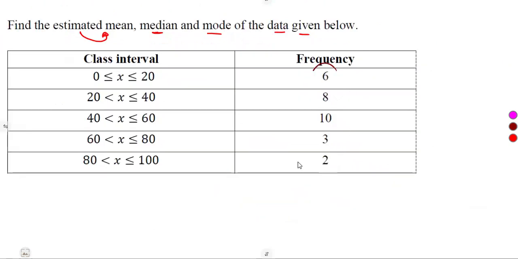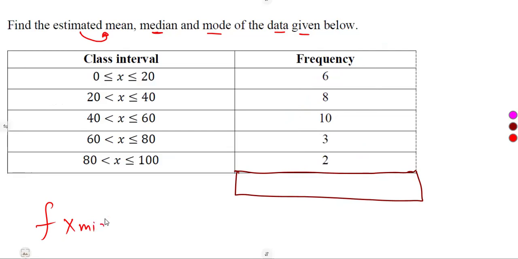So on the table here, the frequencies are given. We can find the total. But we do not have the product of frequency and midpoint. The product of frequency to the midpoints is not there. So there is a need for us to make adjustments on our table to have the midpoints and the product of frequency and midpoint.